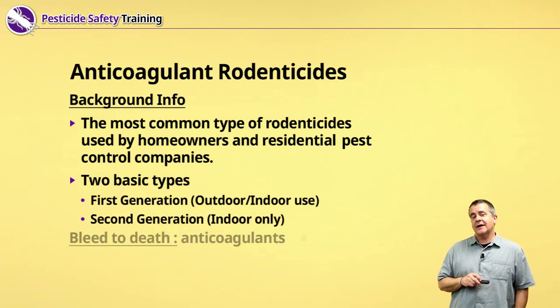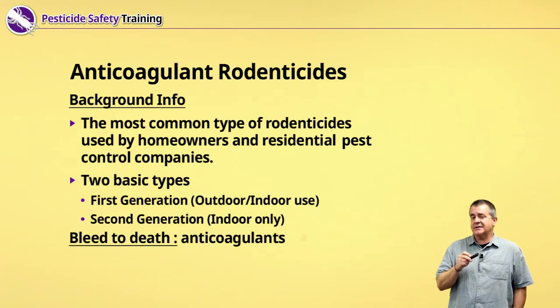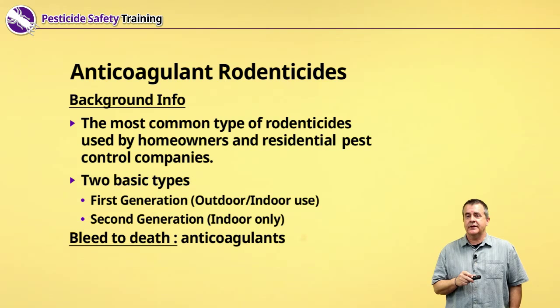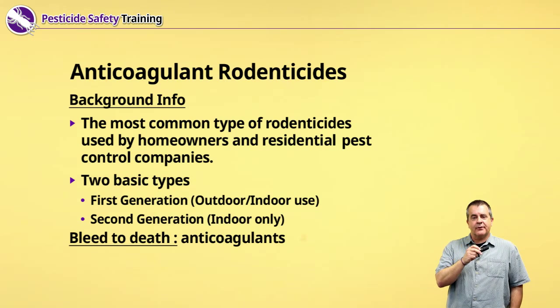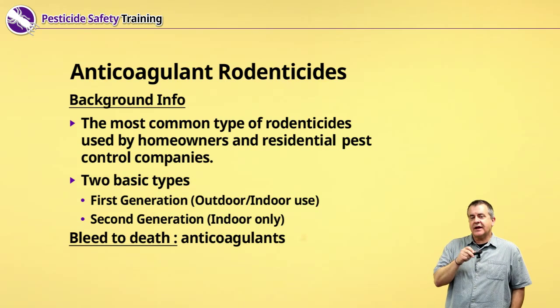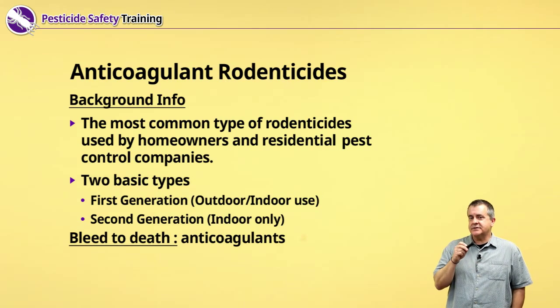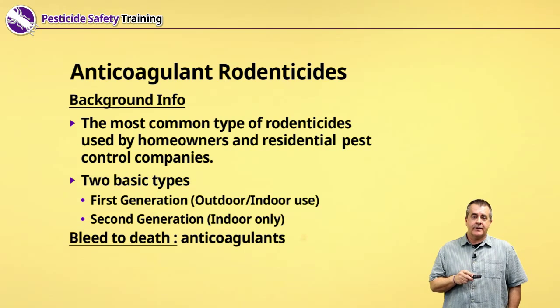Next, we want to talk about the anticoagulant rodenticides. Now, as far as rodenticide tools that are used, the anticoagulants are probably the most commonly used by homeowners and in residential pest control, and perhaps in agriculture as well. There are two different types of anticoagulants. The first generation, and we're going to call those the outdoor and indoor use, and the second generation anticoagulants that are indoor use only. Now, the mode of action of anticoagulants is they cause the target animal to bleed to death, to hemorrhage, after they consumed the anticoagulant bait.